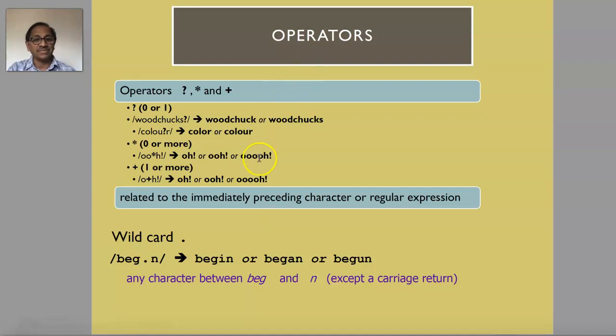Right? That's your operator. In addition to this, we have a wildcard. Wildcard is your period, the full stop which you use. So if you use a regular expression like BEG, period, and N, this period can match with I, match with A, it can match with U. Right? Any character between BEG and N is specified by the wildcard period here. These are all operators.